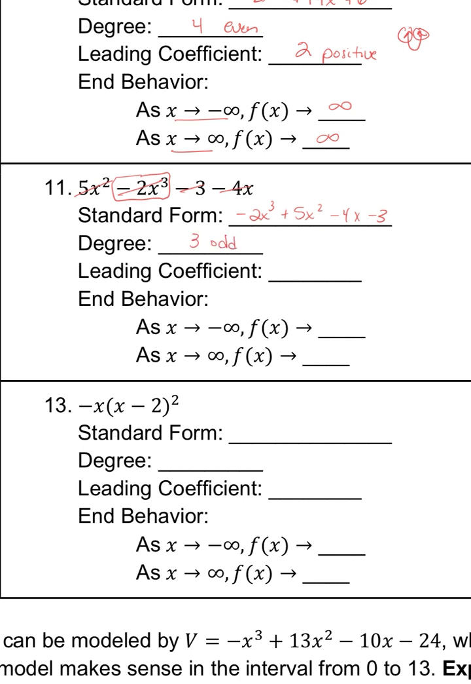But my leading coefficient is negative 2, which is negative, which means that it's going to be going downhill like this. And the actual shape doesn't really matter as long as you got the directions going the right direction. So as I look at the left side now, it's going up, which is positive infinity. As I look at the right side, it's going down, which is negative infinity.